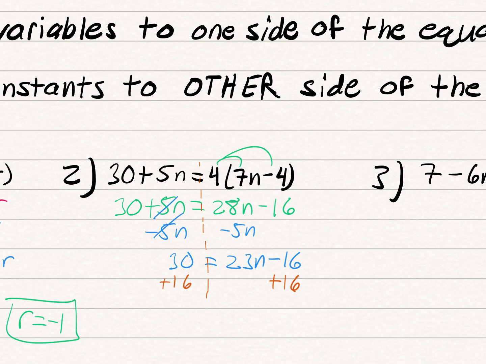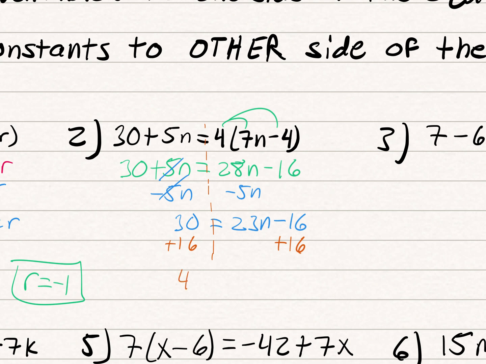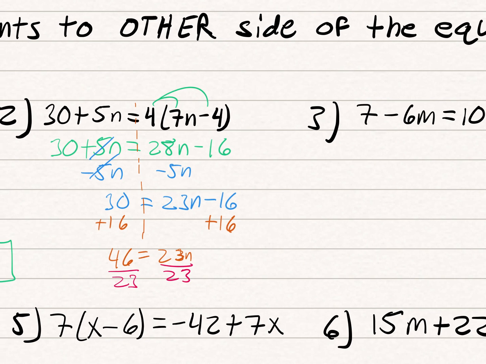This is plus 16. And then 30 plus 16 is going to get you 46 equals 23n. And then you want to divide by 23. And then 23 divided by 23 goes away. We get n equals 46 divided by 23 is 2.